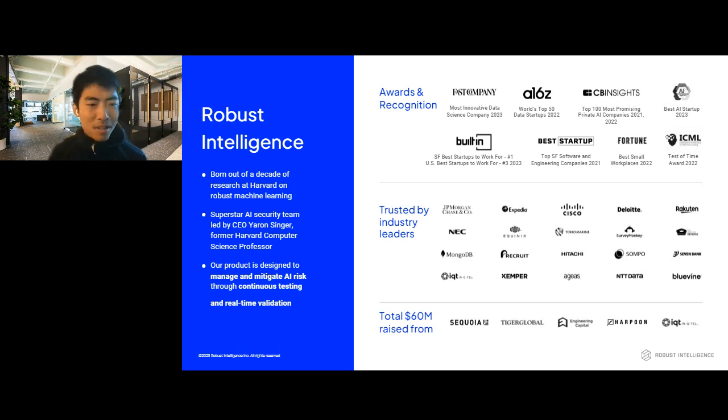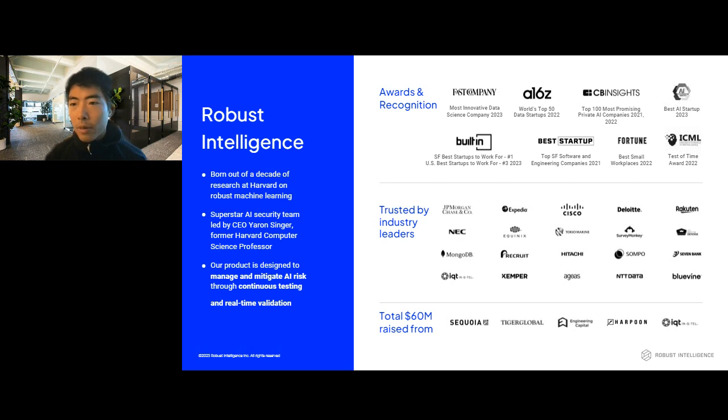So Robust Intelligence at a high level, we are born out of research at Harvard. My co-founder and I were studying the field called robust machine learning, where we were essentially attacking AI models. I think Nick just mentioned AI red teaming. We were doing that as research at a Harvard lab. Our company is led by Yaron Singer, who was previously a professor of computer science at Harvard, and I was a student. What we're doing as a company is building a product to manage and mitigate AI risk. We're doing this through continuous testing and real-time validation.